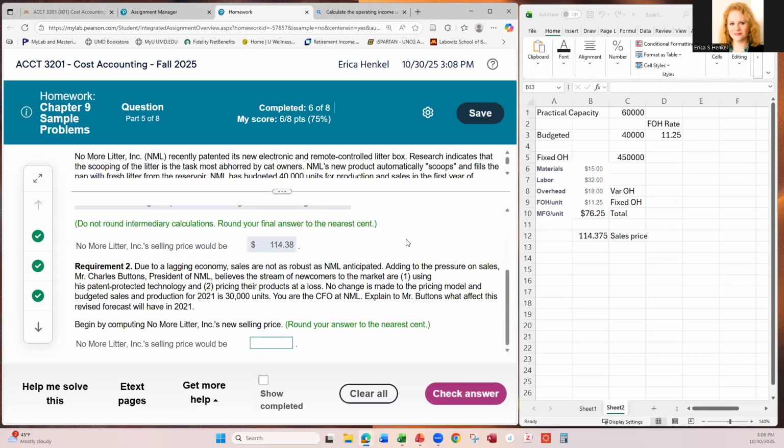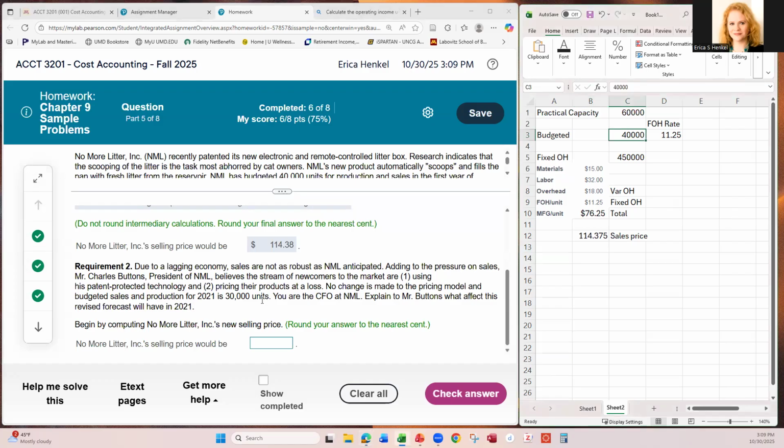Okay. Now, due to a lagging economy, sales are not as robust as we anticipated, adding to the pressure on sales. We believe the stream of newcomers to the market are using our patent protected technology, and they're pricing their products at a loss. No changes made to the pricing model and budgeted sales and production for 2021 is 30,000 units. So before we had 40,000 units.